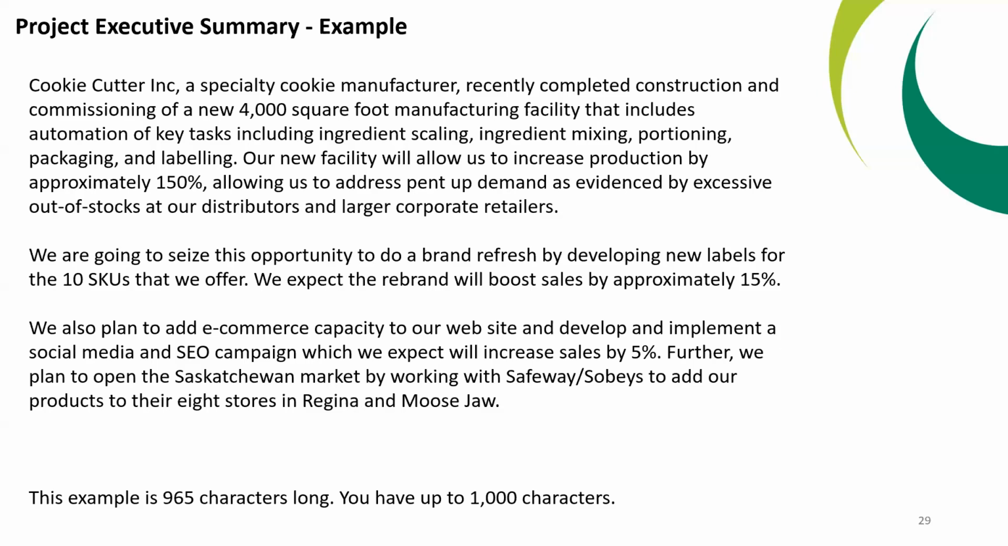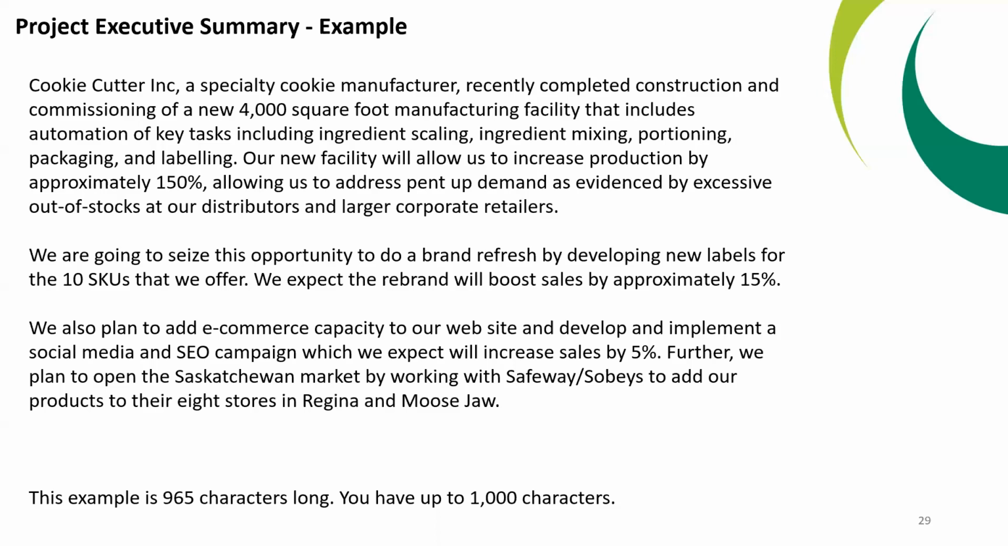I have a rather verbose example here. I'll read you this one just to show you what we're looking for. Cookie Cutter Inc., a specialty cookie manufacturer, recently completed construction and commissioning of a new 4,000 square foot manufacturing facility that includes automation of key tasks, including ingredient scaling, ingredient mixing, portioning, packaging, and labeling. Our new facility will allow us to increase production by approximately 150%, allowing us to address pent-up demand as evidenced by excessive out-of-stocks at our distributors and larger corporate retailers. We're going to seize this opportunity to do a brand refresh by developing new labels for the 10 SKUs that we offer.